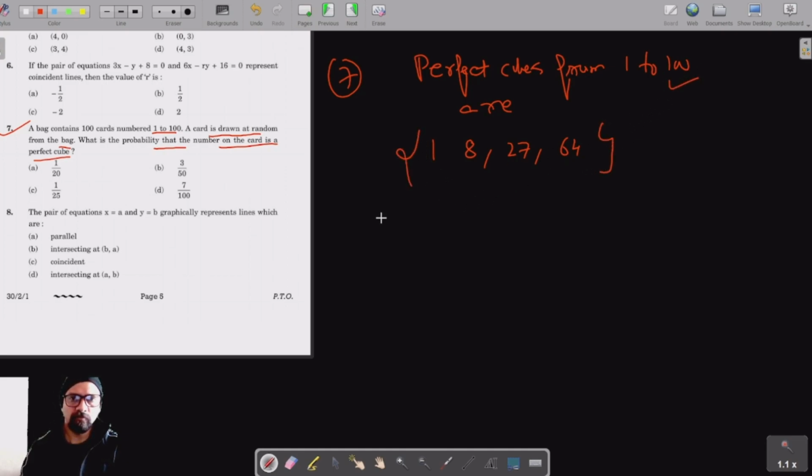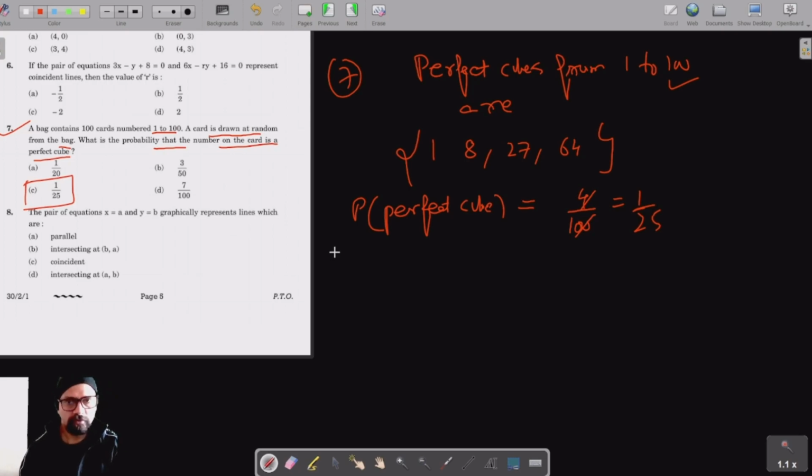So these are 4. So the probability of getting a perfect cube when one card is drawn randomly from the numbers 1 to 100 is 4 by 100, which gives us the answer, probability 1 by 25. So the option is option C. And let's move on to question number 8.